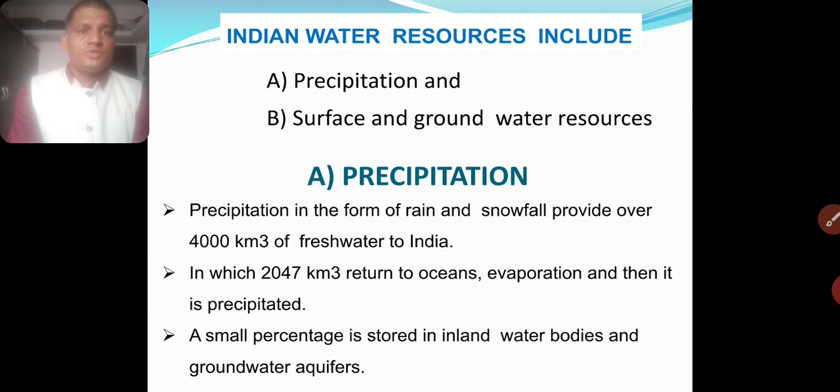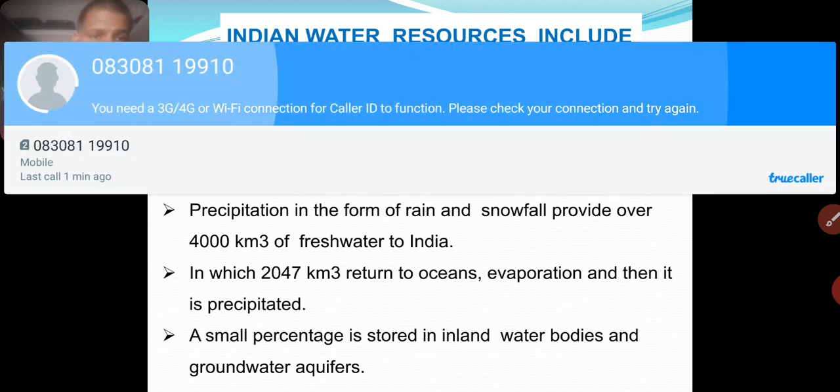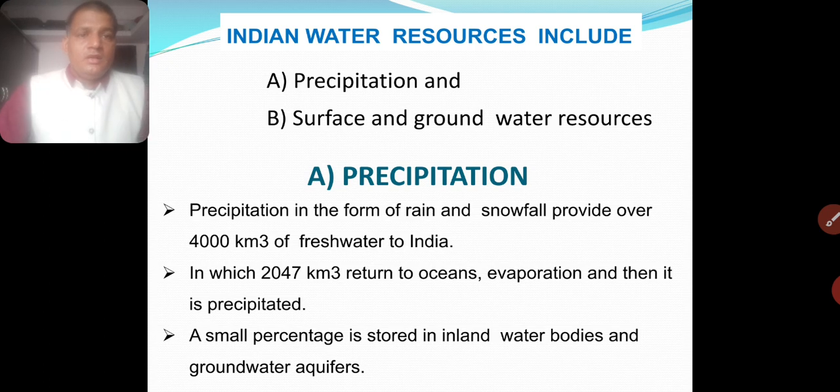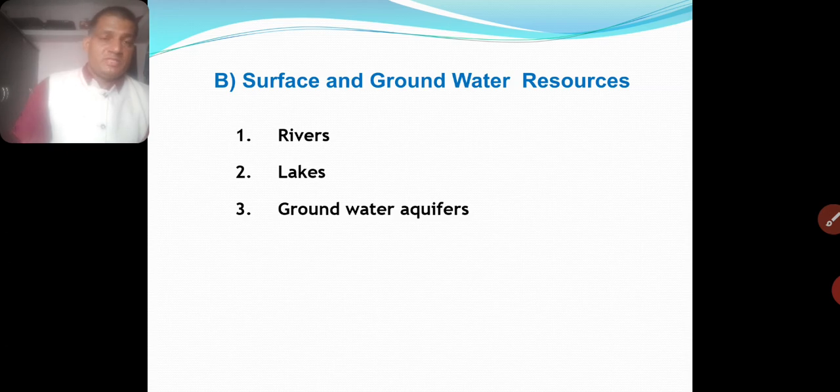And we have the resources in two forms. One is precipitation, and secondly, we are getting water through surface and groundwater resources. I will not explain what exactly precipitation is. So we are receiving near about 4,000 cubic kilometers of fresh water in India, in the form of rain and snowfall, of which 2047 cubic kilometers return to the ocean through evaporation, and then it is precipitated. A small percentage is stored in inland water bodies and groundwater aquifers. The rest of the water goes to the rivers and meets the ocean. So this is the precipitation or rainfall.